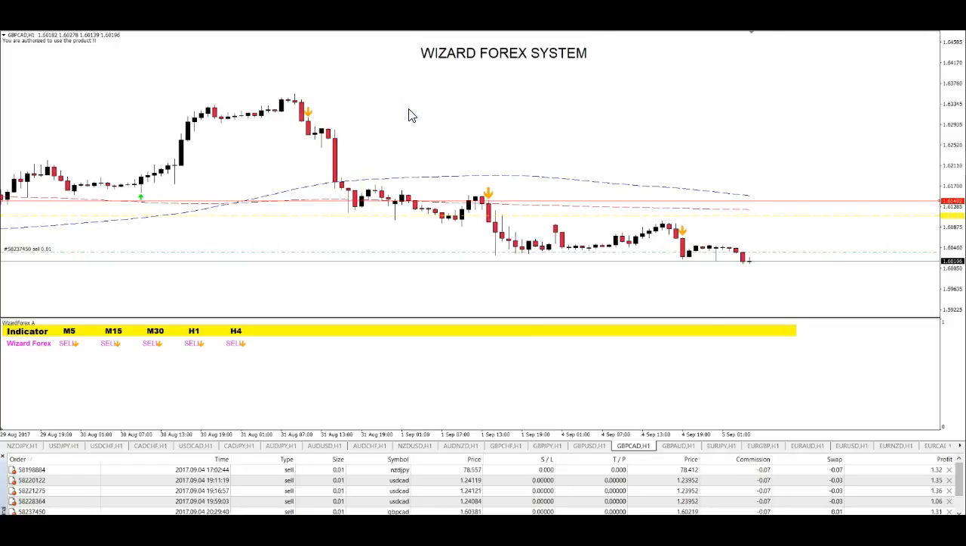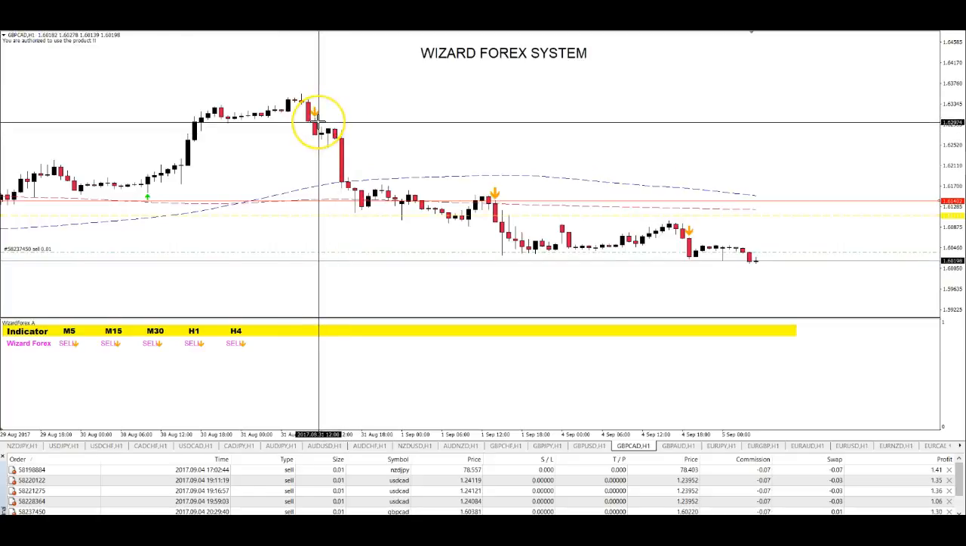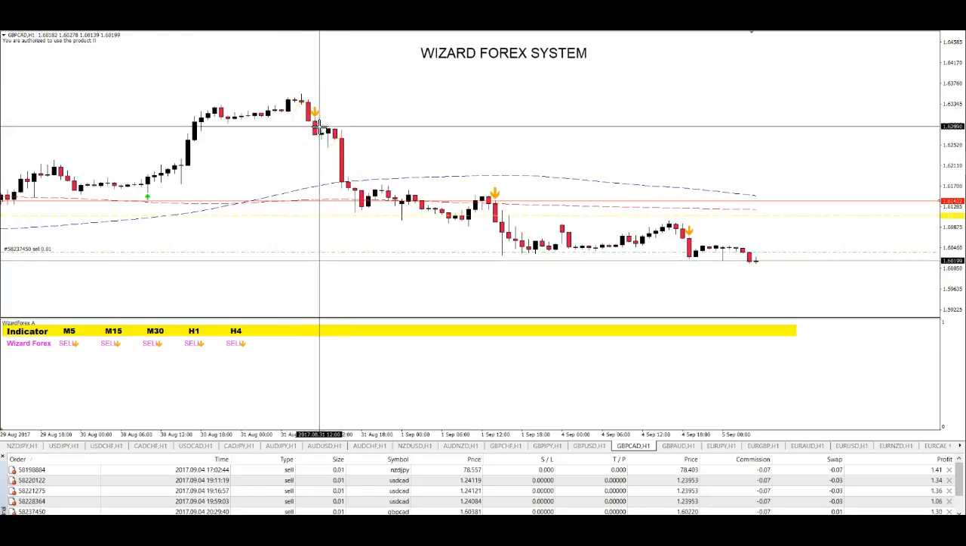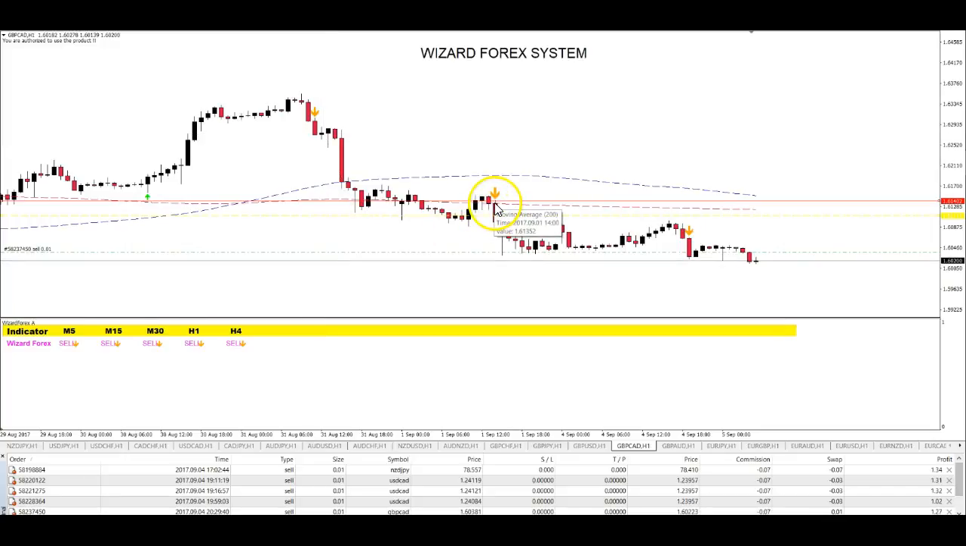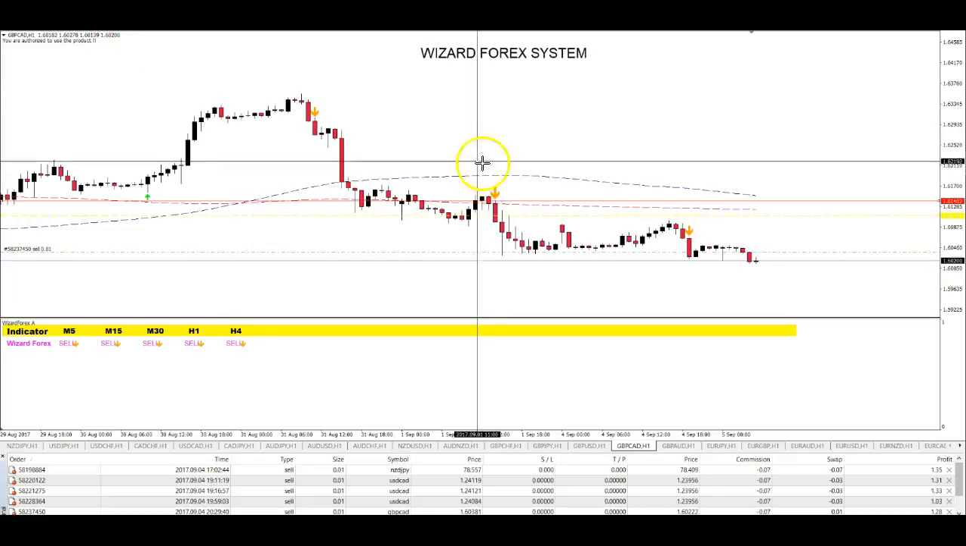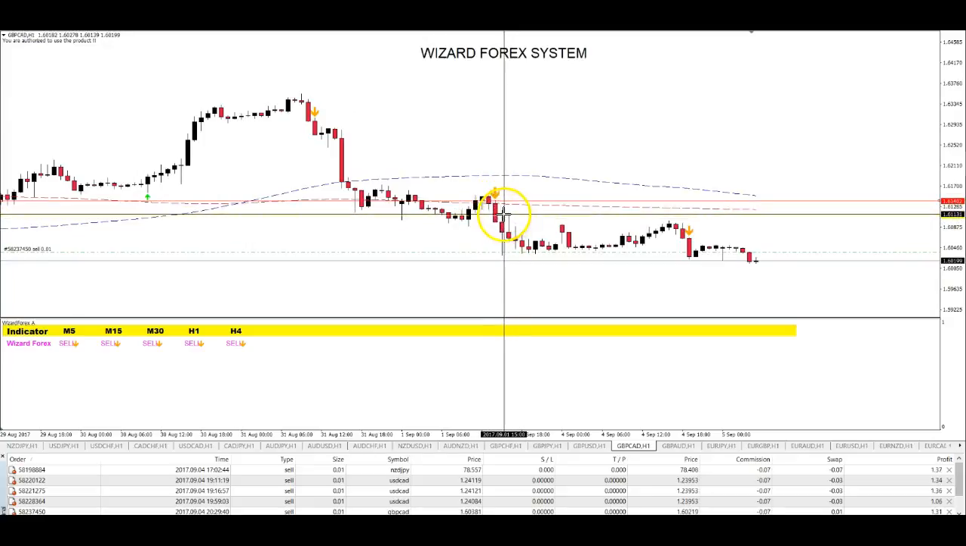On this pair, pound Canadian dollar, 3 trades were taken. The first one here on the 31st went down about 163 pips. That was the first trade. The second trade was on Friday, and this went down about 110 pips total. And actually, the entry was on that second candle.